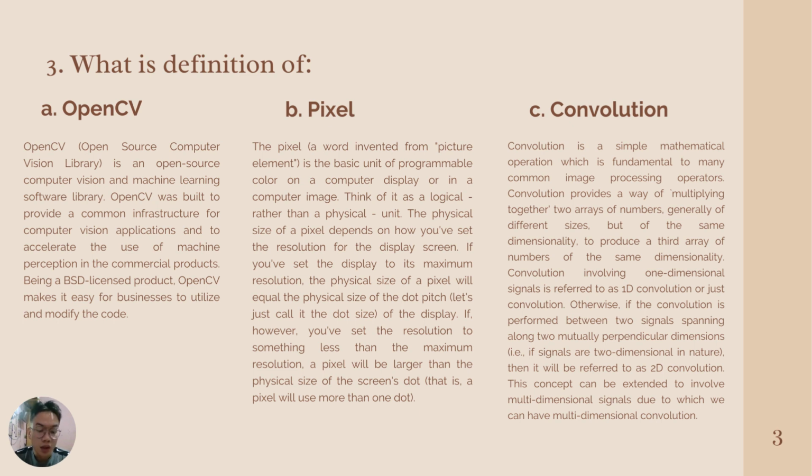If, however, you've set the resolution to something less than the maximum resolution, a pixel will be larger than the physical size of the screen dot. That is, a pixel will use more than one dot.